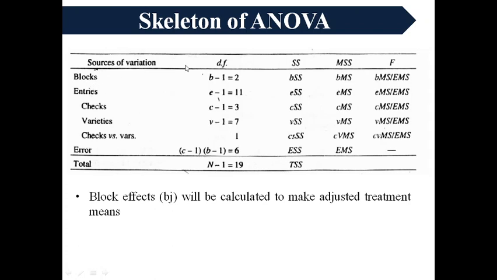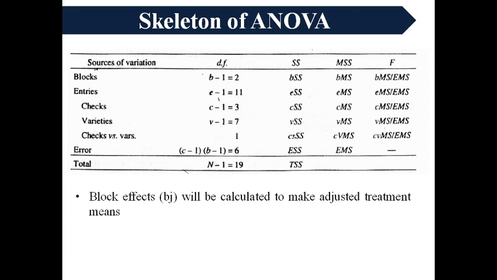This is the overall skeleton of your augmented design 1. See here, blocks: we made 3 blocks based on the previous example I had given in the last slide, so degrees of freedom will be 2, b minus 1. Entries, including both checks and varieties, is 11. Checks: there are 4 checks, so 3. Varieties: there are 8 varieties, so 7. Checks versus varieties will be 1. Error will be (checks minus 1) times (blocks minus 1), which is 6, and total will be n minus 1, 19.